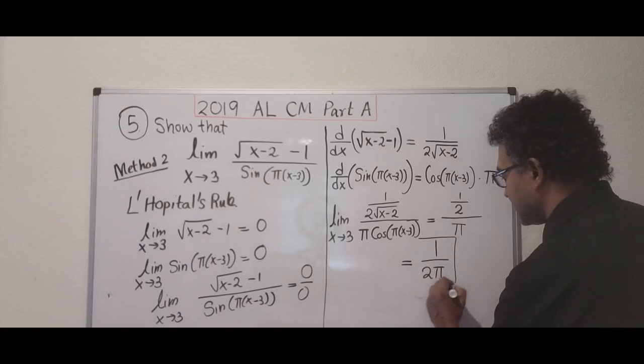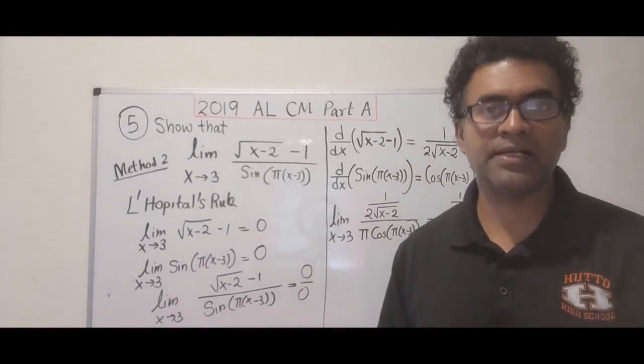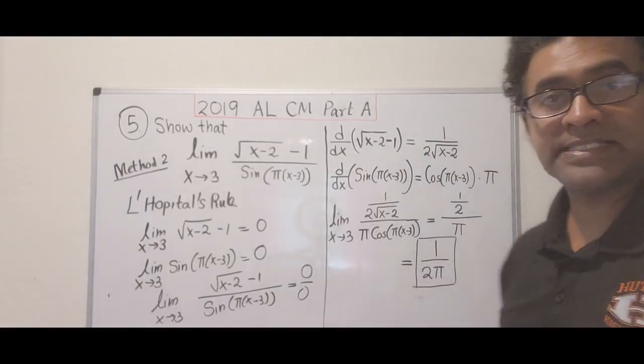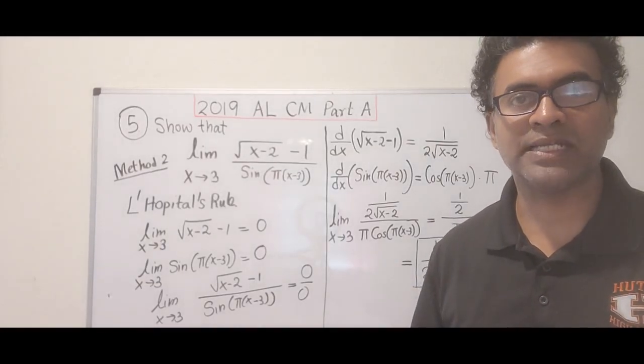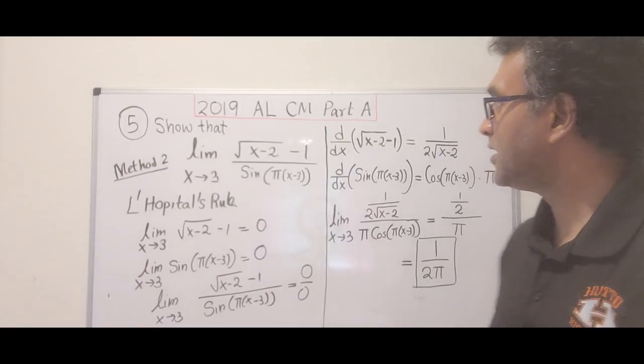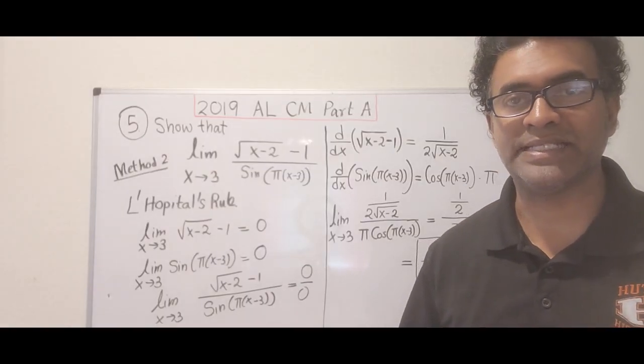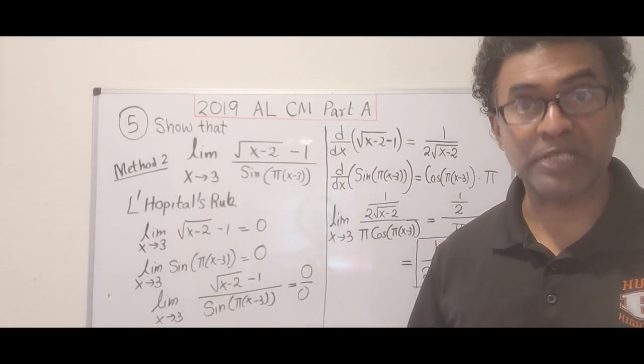And that's the answer. So using the second method, that is L'Hopital's rule, we can get the same answer as we got in method 1. So that's how you do this problem, a past paper problem from 2019 A-Levels Combined Maths new syllabus.